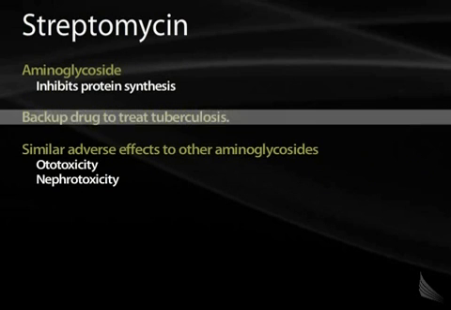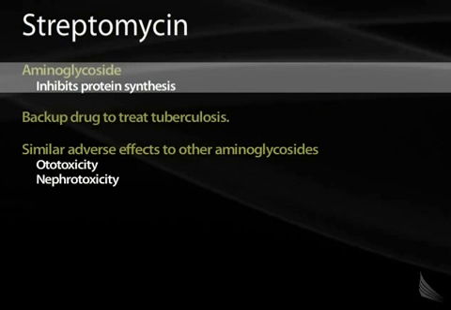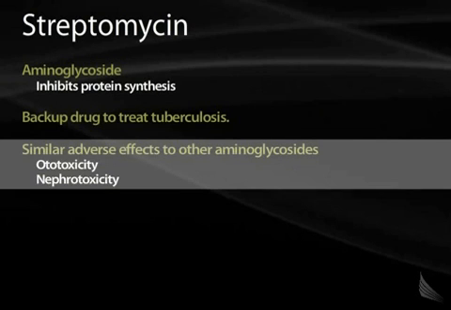Streptomycin, like I said, is a backup medication. If a patient is allergic to one of the other TB medications, they can take streptomycin, which is an aminoglycoside, as we talked about. It inhibits protein synthesis. It has similar adverse effects to other aminoglycosides that we've already talked about, including ototoxicity and nephrotoxicity.